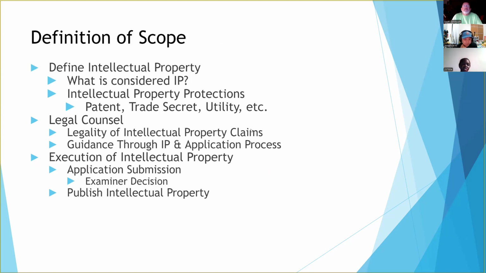Next, we're going to talk about the definition of scope: define intellectual property, what is considered IP. Intellectual property protections: patent, trade secret, utility, heresy. Legal counsel: legality of intellectual property claims, guidance through IP and application process. Execution of intellectual property: application submission, examining decision, publish intellectual property.